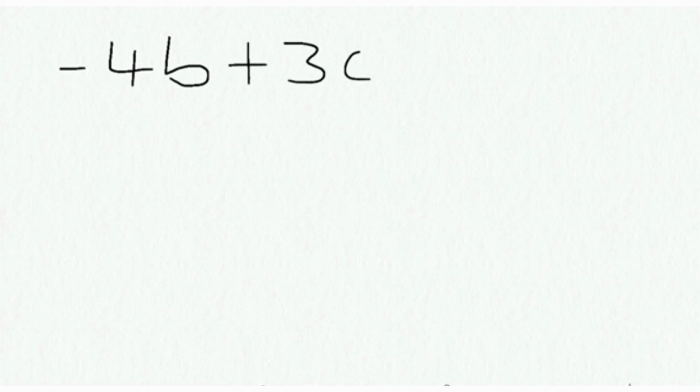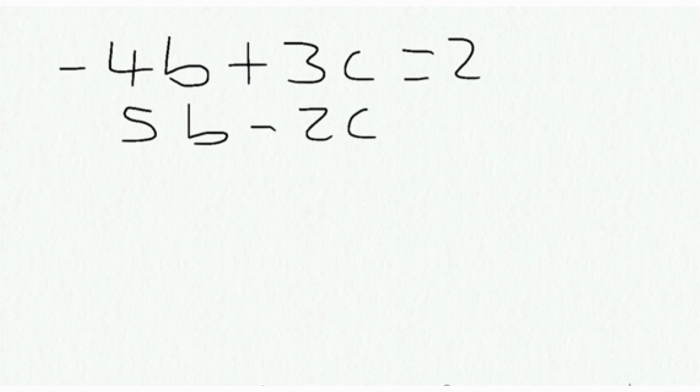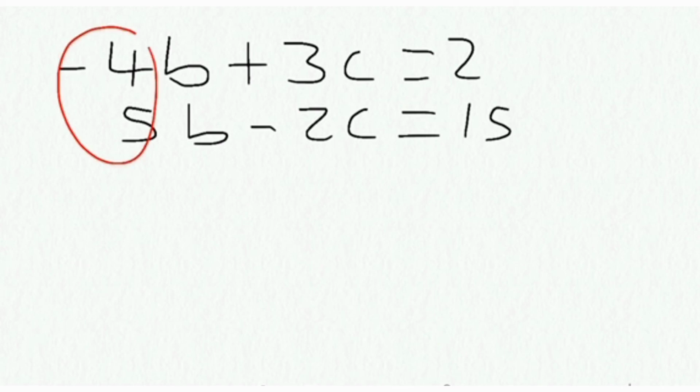Correct. Let's say we have been given negative 4b plus 3c is equal to 2, and 5b minus 2c is equal to 15. None of this is easier to solve, but now we are forced to use cross multiplication.